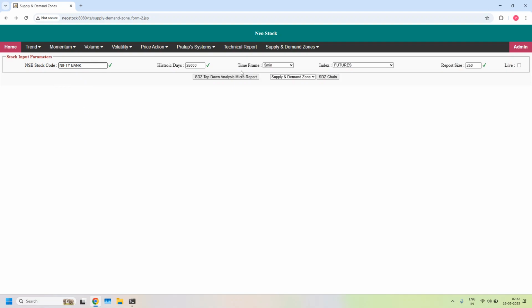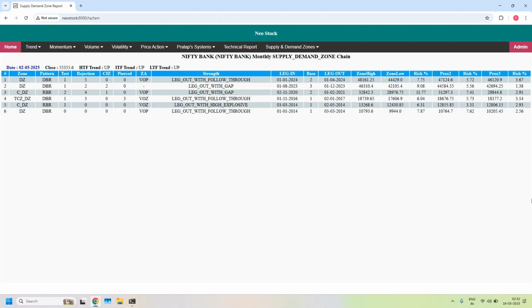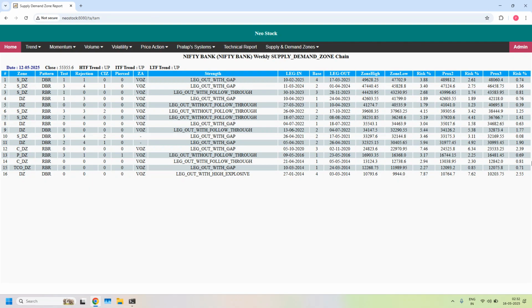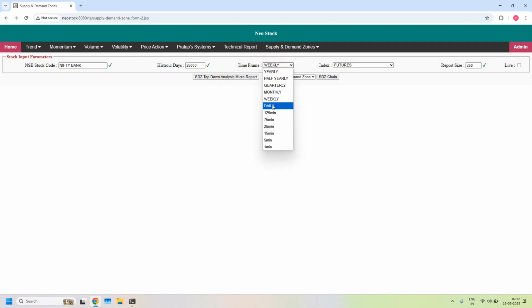Nifty Bank is nothing but Bank Nifty. Generating monthly supply demand zone chain for Bank Nifty. Next, weekly supply demand zone chain for Bank Nifty. Next, daily supply demand zone chain for Bank Nifty.